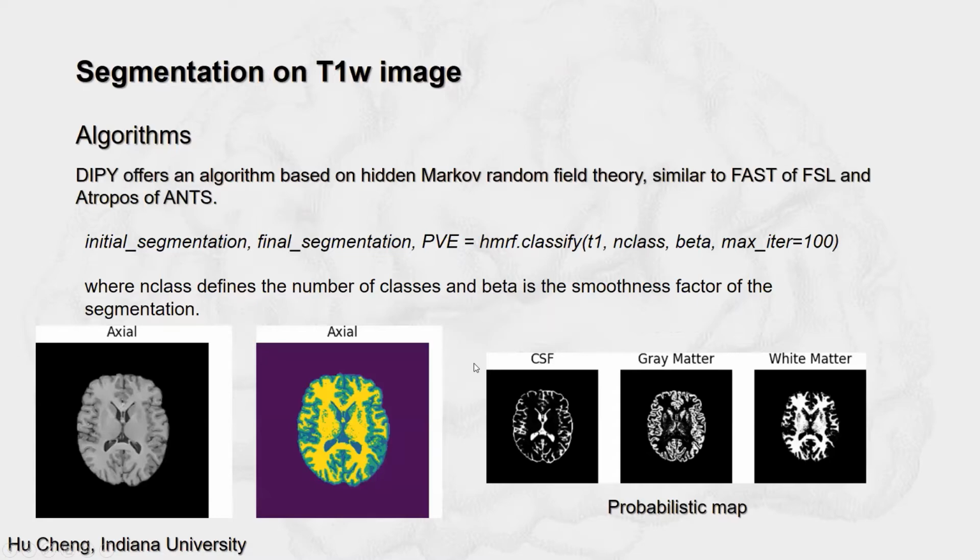Dipy offers a simple tool to perform segmentation on T1 weighted image. The algorithm is based on hidden Markov Random Field theory, similar to FAST of FSL and ATROPOS of ANTs. So you just run this simple command, then it will output nice images of CSF, gray matter, and white matter, the probability maps of these three classes.